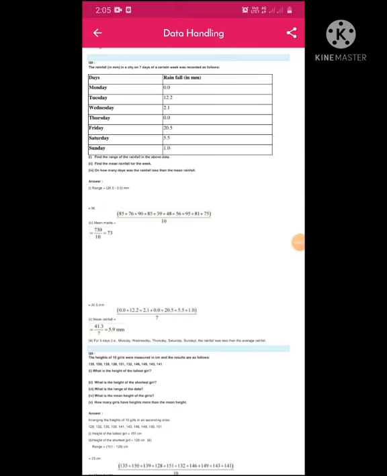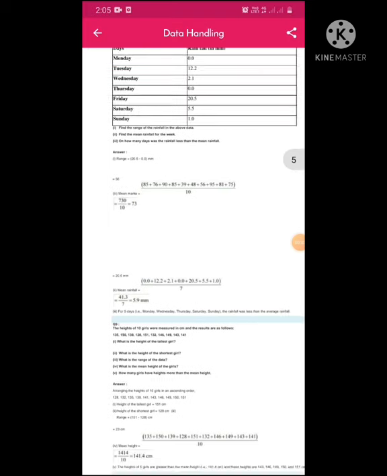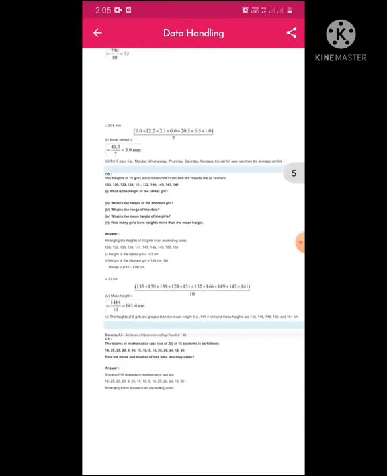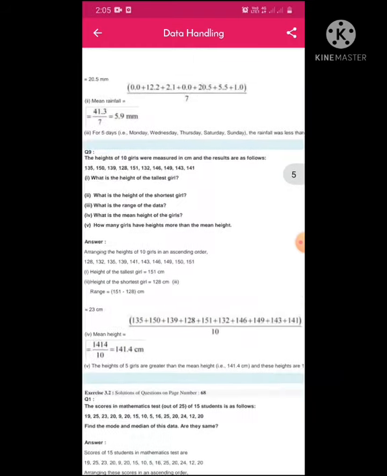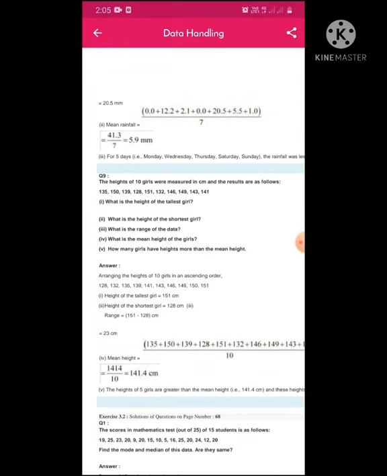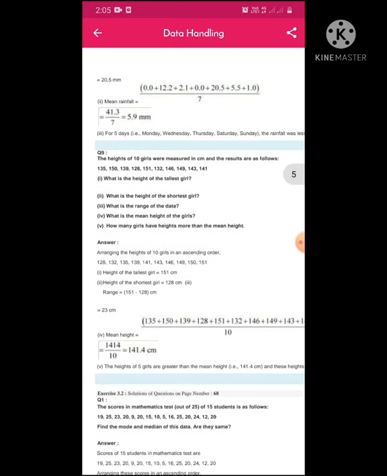See students, the 8th question is also similar. You have to find the mean. So I am not explaining this. We will see the last question, that is the 9th one. The height of 10 girls were measured. This we have also seen, but let us see what is the height of the tallest girl. So here the heights of 10 girls are given.